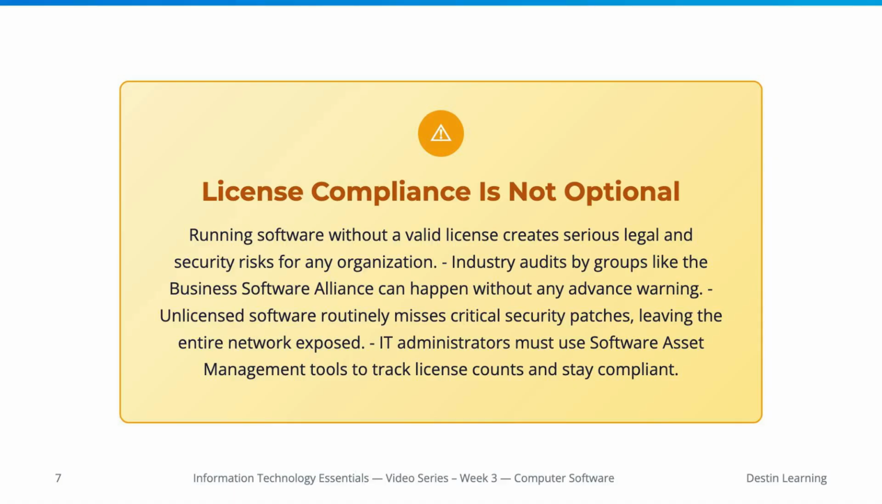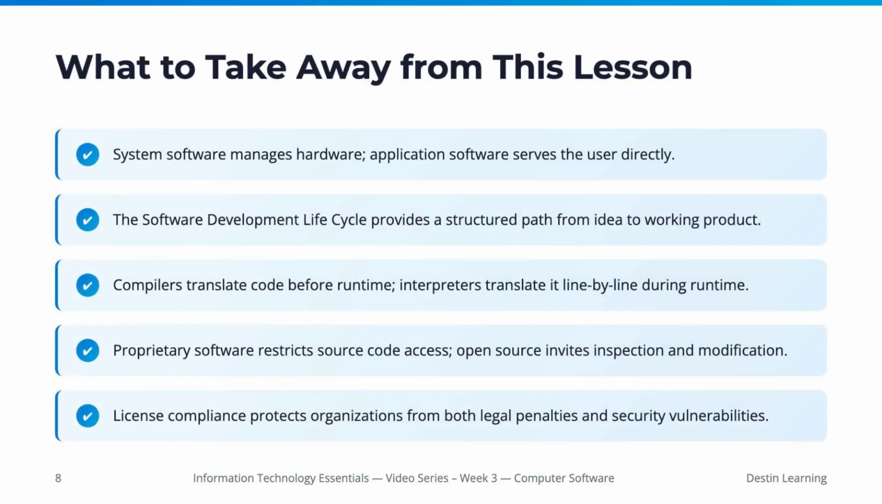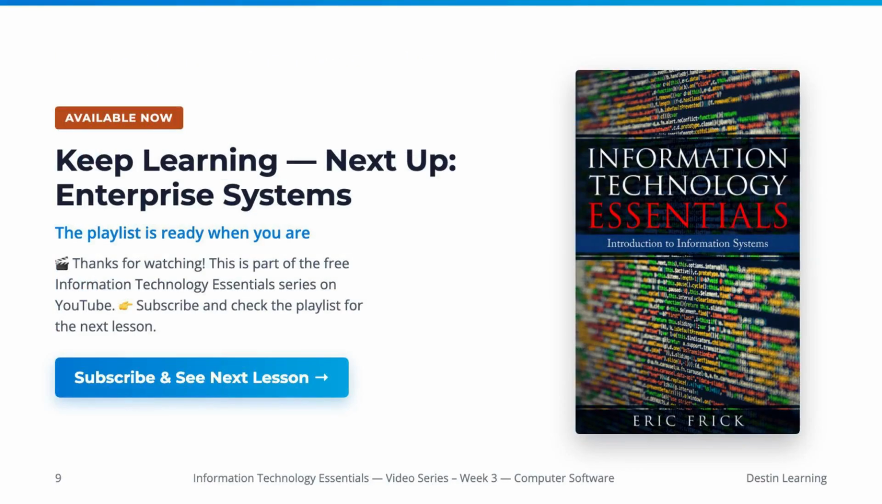Let's summarize Week 3. We explored how system software manages underlying hardware, while application software serves end-user tasks. We examined how the software development lifecycle guides projects from initial concept to deployment, and how compilers and interpreters translate human code into executable machine instructions. We also analyzed the business implications of proprietary versus open source models, along with the essential requirement of software license management.